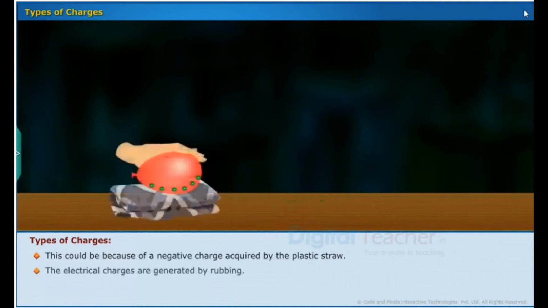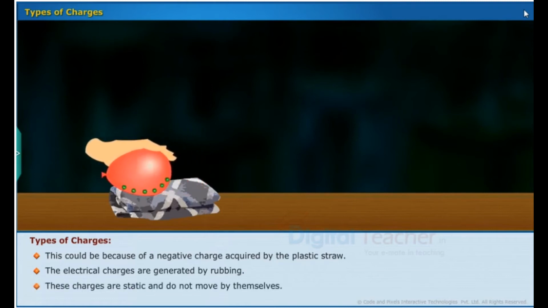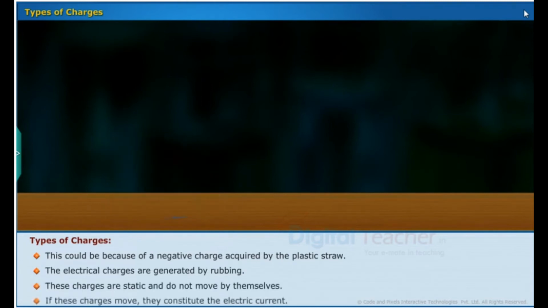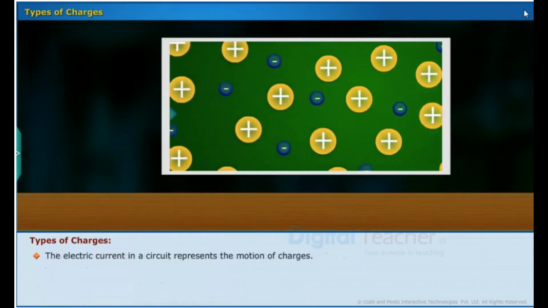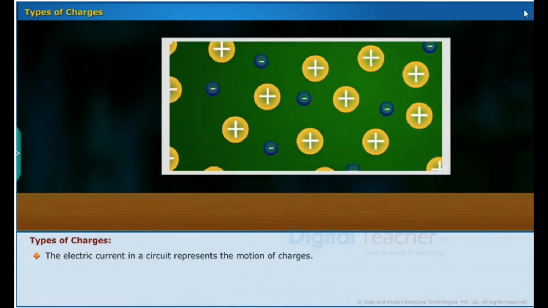The electrical charges are generated by rubbing. These charges are static and do not move by themselves. If these charges move, they constitute the electric current. The electric current in a circuit represents the motion of charges.